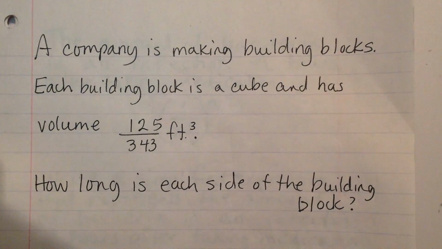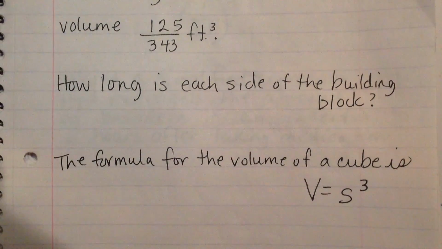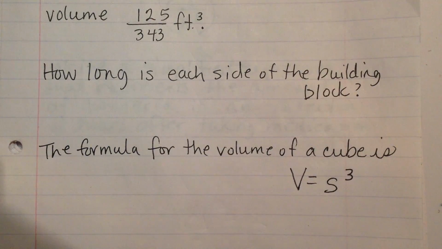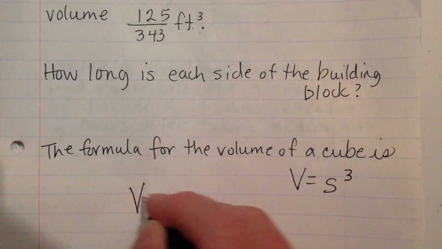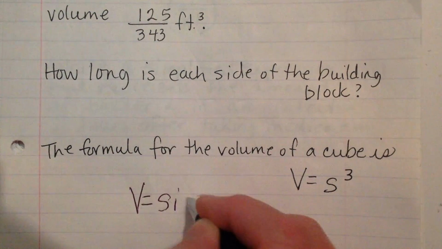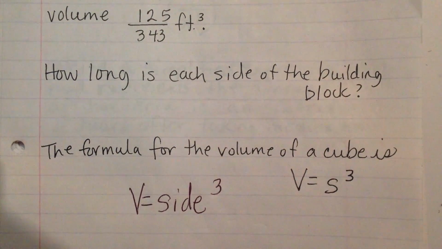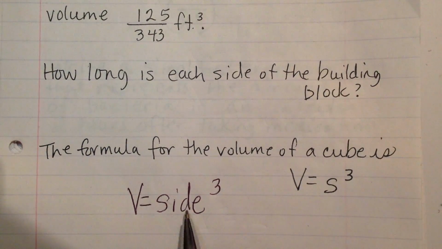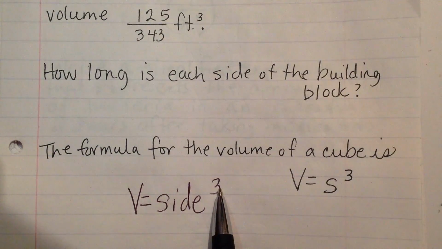Well, the first thing that we need to know is the formula for the volume of a cube. The formula for the volume of the cube is volume is equal to side cubed. That's what S stands for. The volume is equal to side cubed.